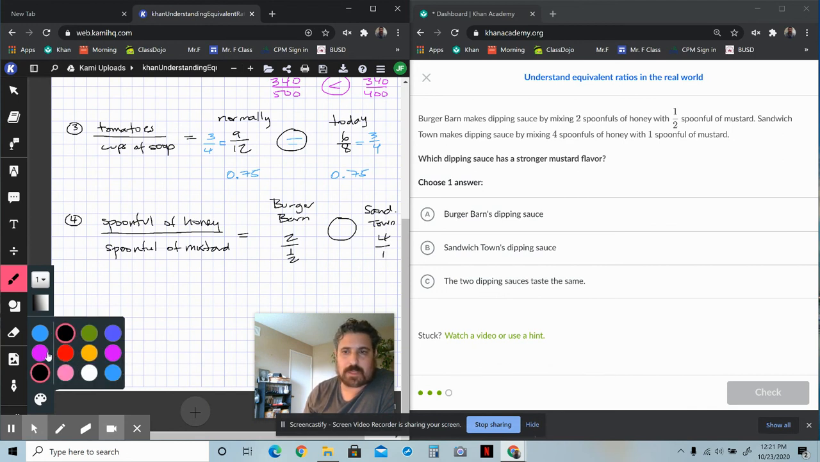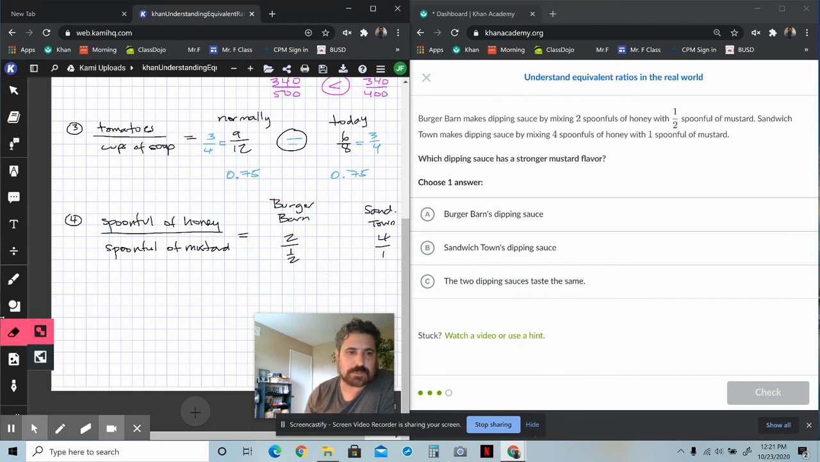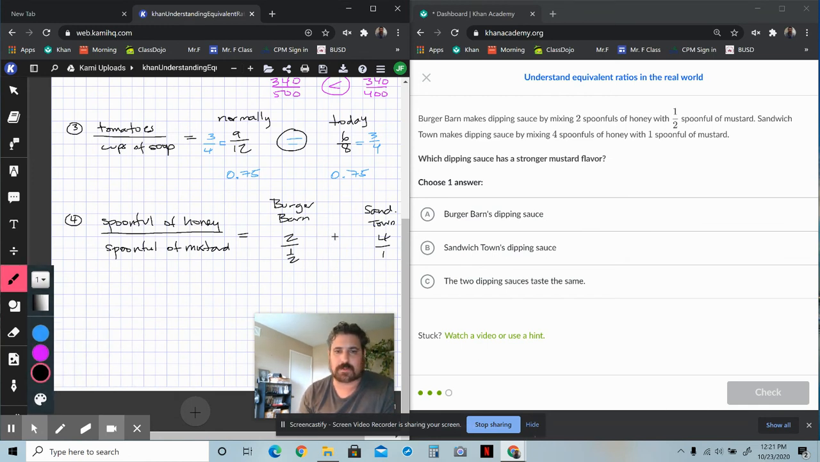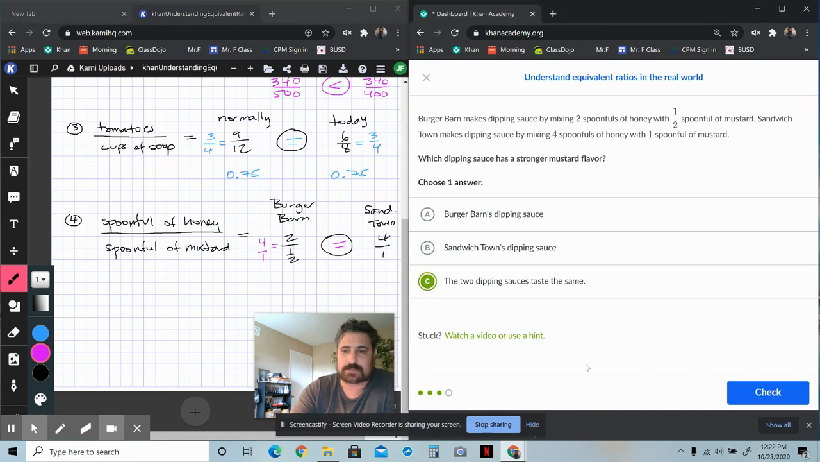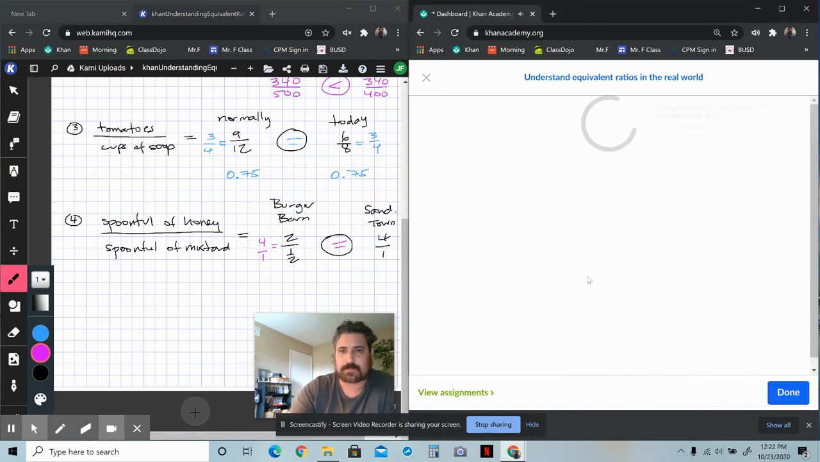All right, fair enough. And then if you were to compare these two and try to figure out, okay, what's the relationship between these 2 ratios that these 2 restaurants use, I think it's pretty obvious to see that they're going to be equivalent, right? Because if you take the one on the left and you multiply top and bottom by 2, what do you get? 4/1. So we can see that Burger Barn and Sandwich Town have the same recipe for their hot honey mustard sauce, that it's basically 4 parts honey for every 1 part mustard. So these are the same, right? So when it talks about which dipping sauce has a stronger mustard flavor, you'd say that they're the same. The 2 dipping sauces taste the same. That's it. And that's how you do the problem.